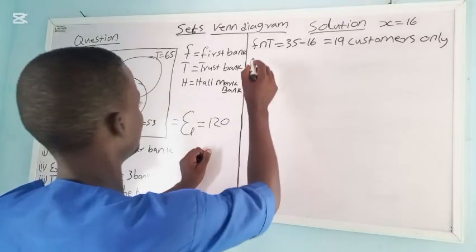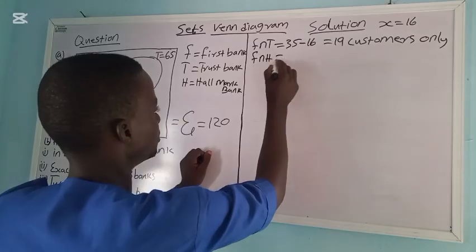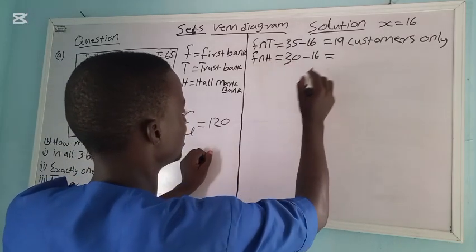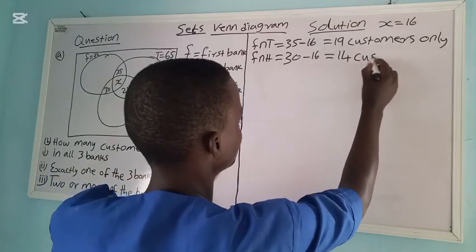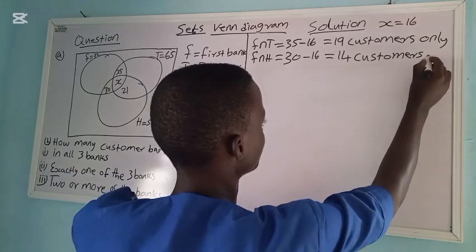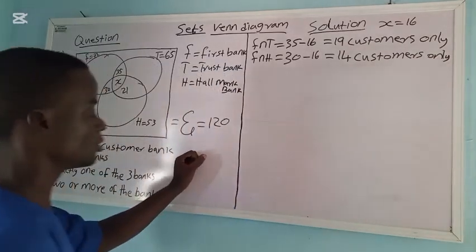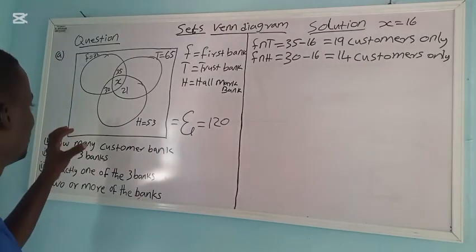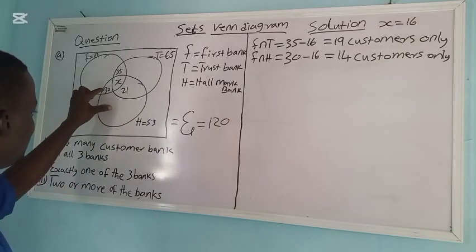Now, let's look for this one. Intersection H, which is 30 minus 16, I think is 14 customers. So we have 14 customers that bank with First Bank and Hallmark Bank for here.